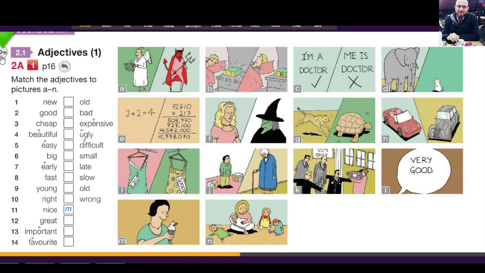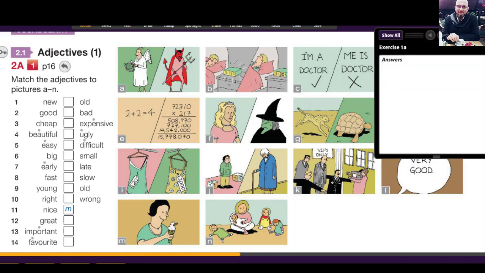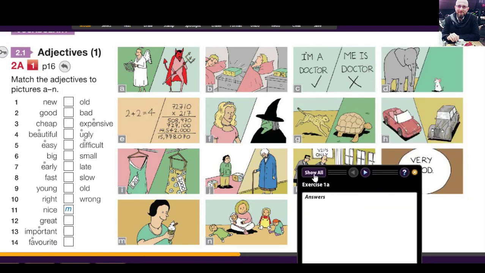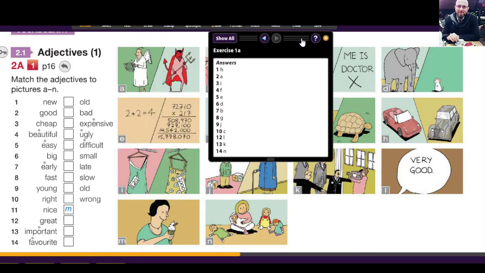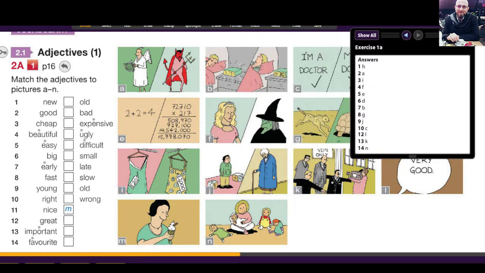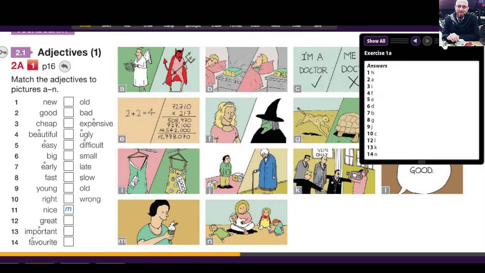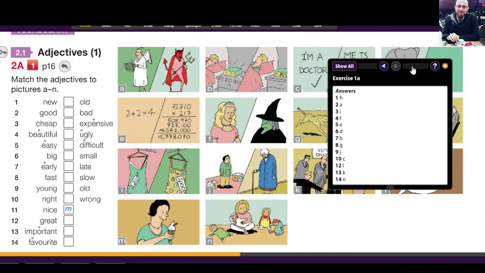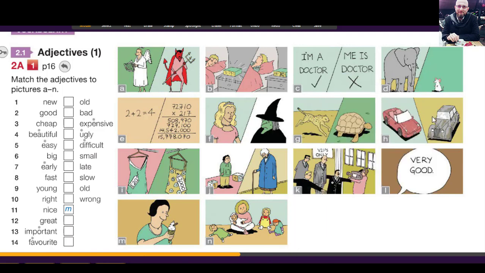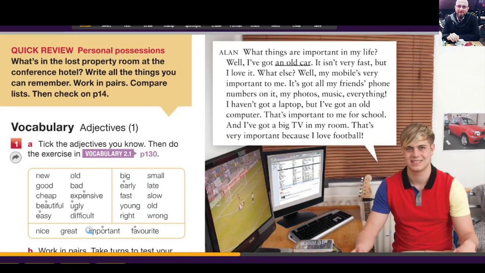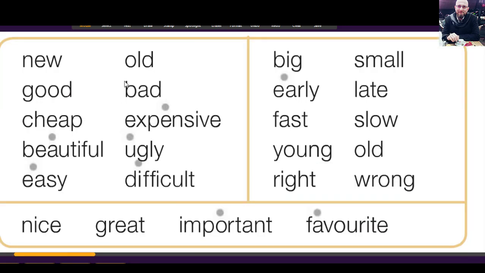Okay, here's the answer. Okay, this is the answer. Okay, let's go to page 16. And let's talk about these words, okay?